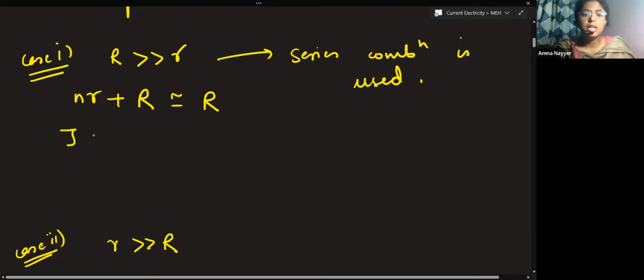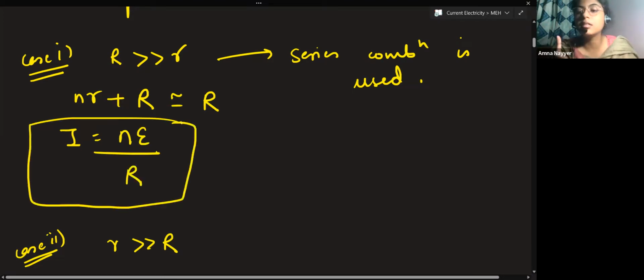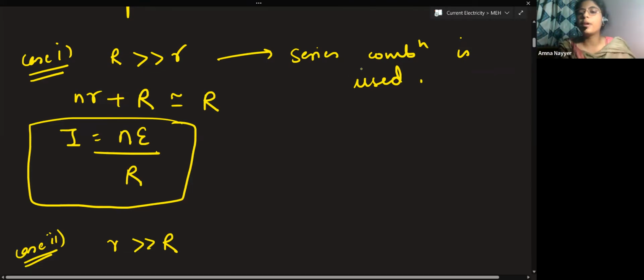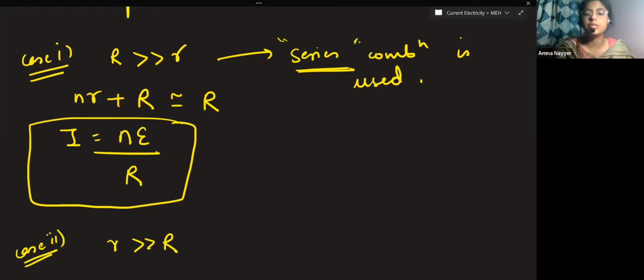Now see, current's value, the equivalent EMF was what? nE. This was the denominator. So instead of this denominator, you have to write capital R only. This is the case where your external resistor is greater than internal resistance. Now, if external resistor is greater than internal resistance, try to prefer the series combination. We'll see that in the question. I'll give you a question, then this portion will be clear.